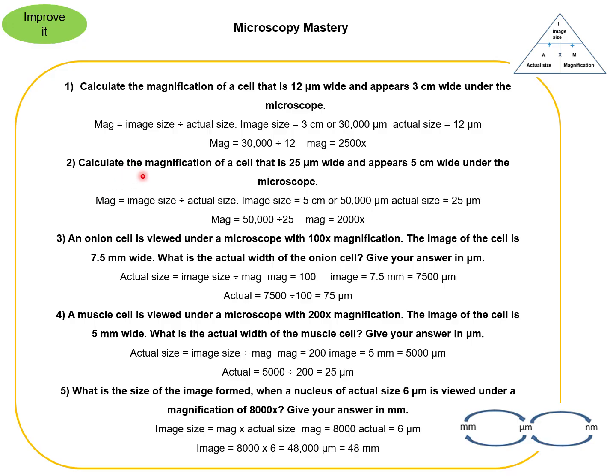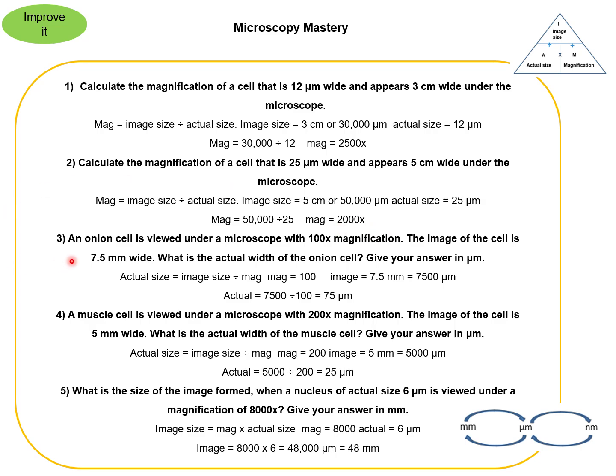Number 2, calculate the magnification of a cell that is 25 micrometers wide and appears 5 centimeters wide under the microscope. So again, write the equation. Magnification equals image size divided by actual size. Image size equals 5 centimeters. So into micrometers, you need to first multiply by 10 to get it into millimeters, and then by 1,000 to get it into micrometers. So it's 50,000. The actual size is 25 micrometers. So then do the calculation. 50,000 divided by 25, which is 2,000.